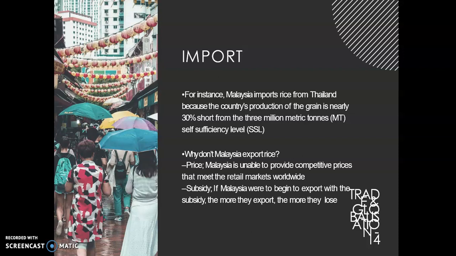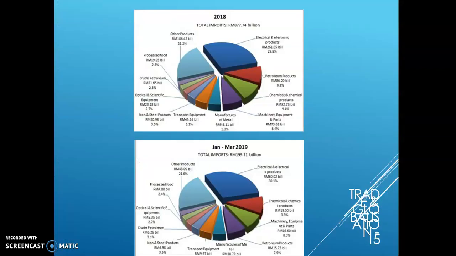So there are also reasons why Malaysia does not export our Malaysian rice. One reason is Malaysia is unable to provide competitive prices that meet the retail market worldwide. Secondly, if Malaysia were to begin to export with the subsidy, the more the export, the more the loss. So you can look at this diagram, total imports in 2018 and total imports in 2019.